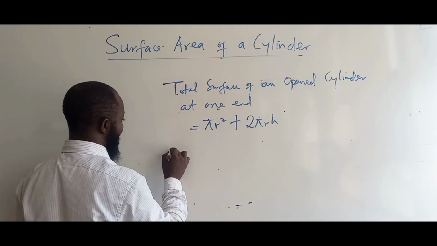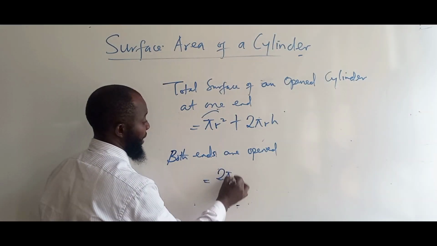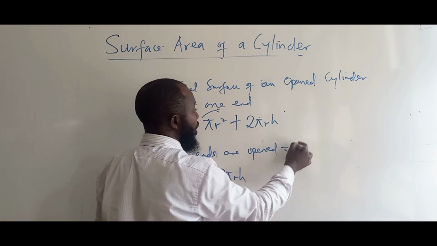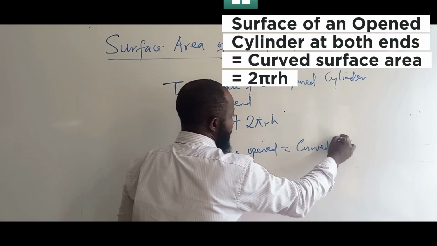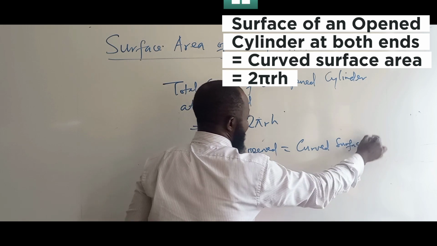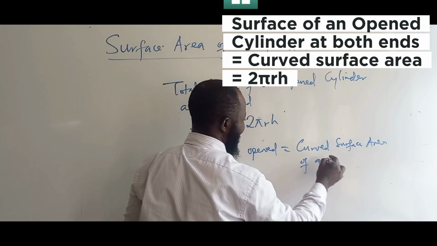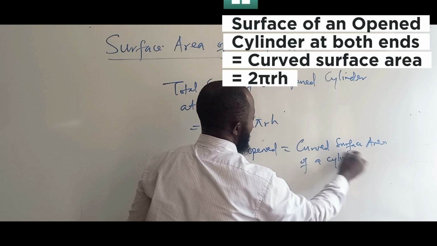If both ends are open, which is what? 2 pi r h. It's the same thing as saying the curved surface area of a cylinder. That's all.